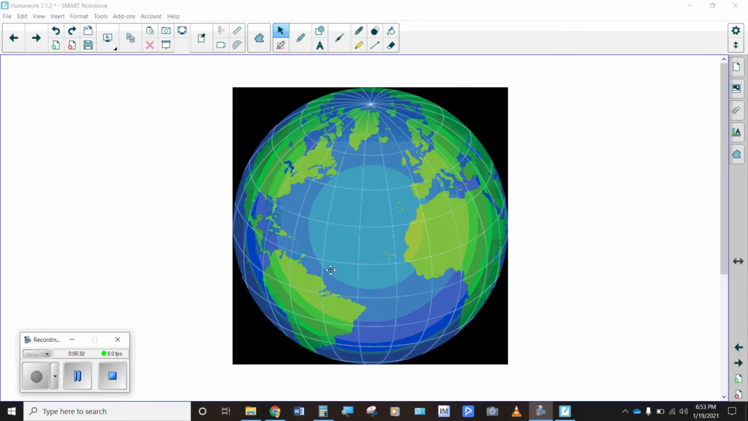What are these? 15, 30, 45, yes. 60, 75, 90. So 90 degrees represents the North Pole. So these are the latitudes. What happens as you get closer to the North Pole is it gets colder, right? And so as the latitude lines increase toward 90 degrees, you expect the temperature to go down.